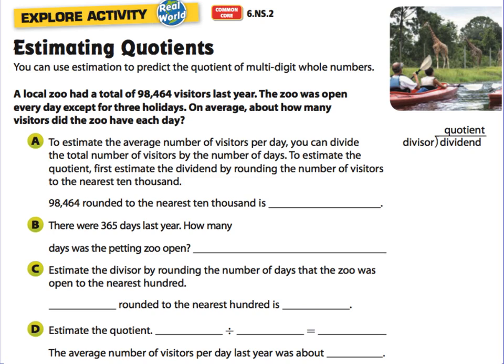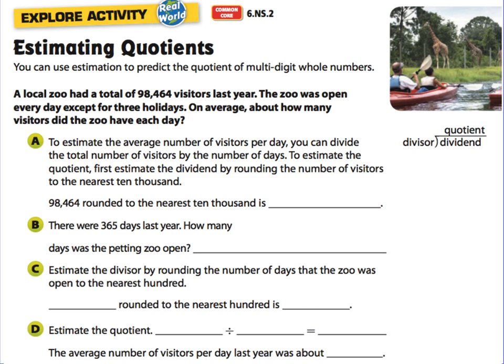So first and foremost, we're going to talk about estimating quotients. We talk a lot about knowing whether or not your answer is reasonable, and estimating helps you realize whether or not your answer is reasonable. So we're going to take this word problem. A local zoo had a total of 98,464 visitors last year. The zoo was open every day except for 3 holidays. On average, about how many visitors did the zoo have each day?